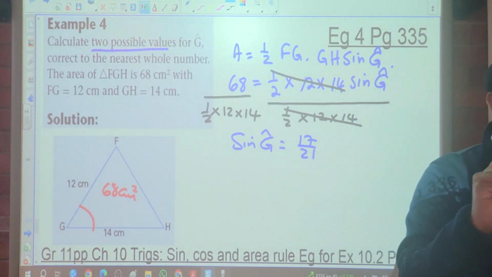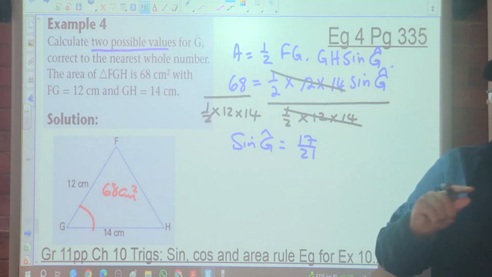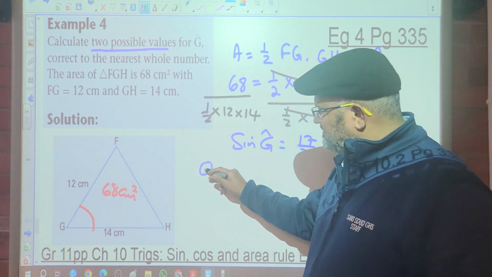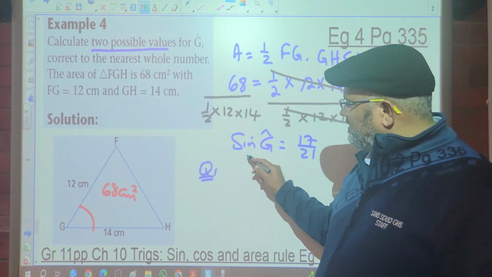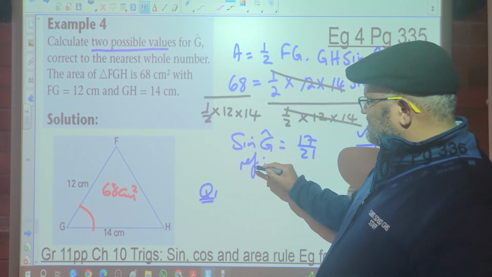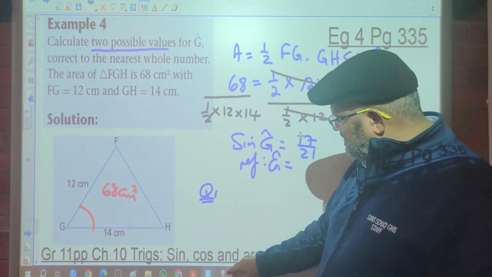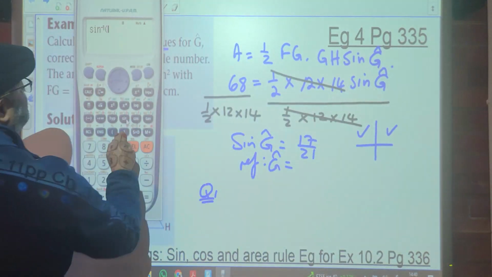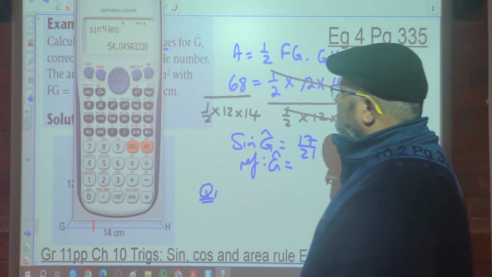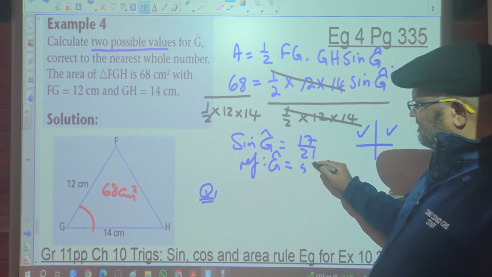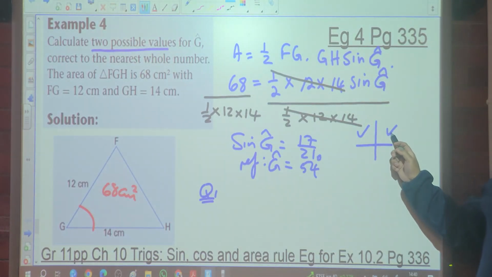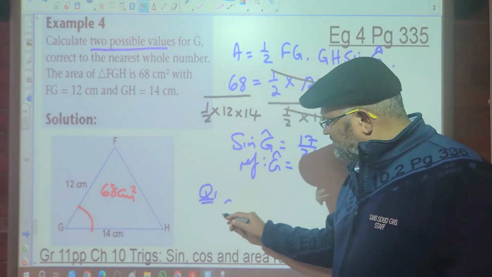We would have asked ourselves, in which quadrant is sine positive? Which is quadrant 1 and 2. So let's go with quadrant 1. We get a reference angle here quickly. Your reference angle G is going to be arc sine of 17 over 21, and the answer gives you 54.05. So it's 54 degrees in quadrant 1.